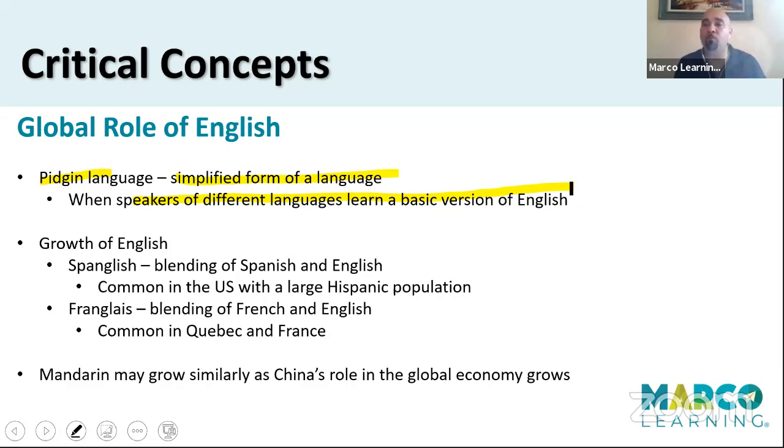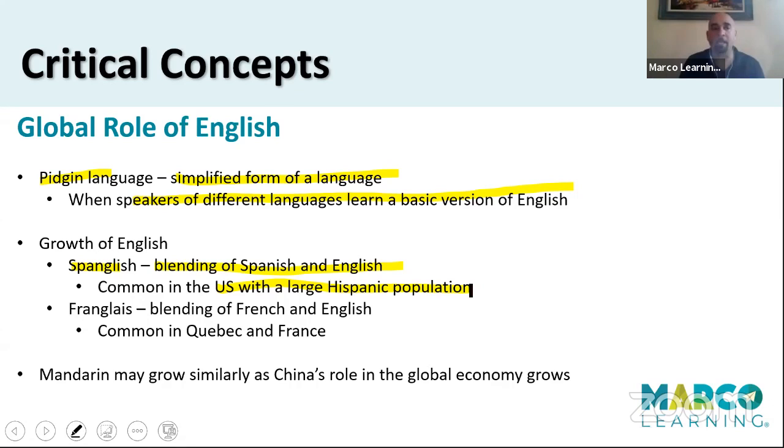All right. The growth of English, I referenced Spanglish earlier, the blending of Spanish and English. Where you see this a lot is in the US with having such a large Hispanic population, all right? Also, areas where you'll see this in Southern California with so many Hispanic people speaking Spanglish. In Miami, so many Cubans, people speaking Spanglish. Growing up in North Jersey, there's a big Hispanic population, I heard Spanglish a lot. The idea that you would tie the two languages together.